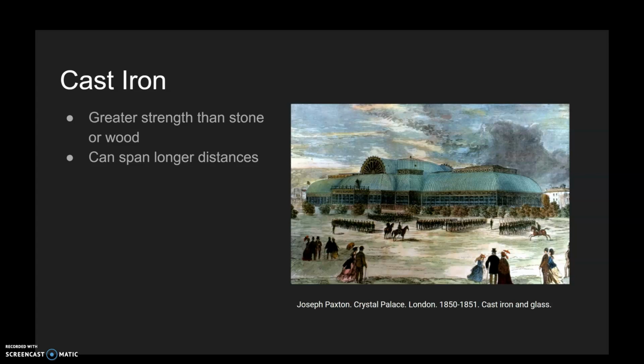There is an architect named Joseph Paxton who designed this building in London called the Crystal Palace, and he used lightweight factory-made modules of cast iron with glass, and he was able to make this whole building out of glass, so that it was much more beautiful and you're able to get a lot more light into the building.